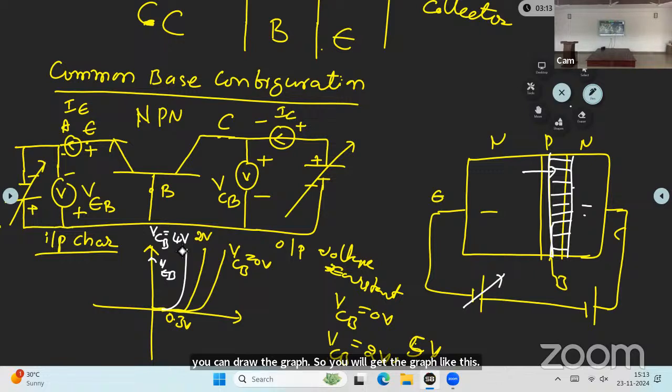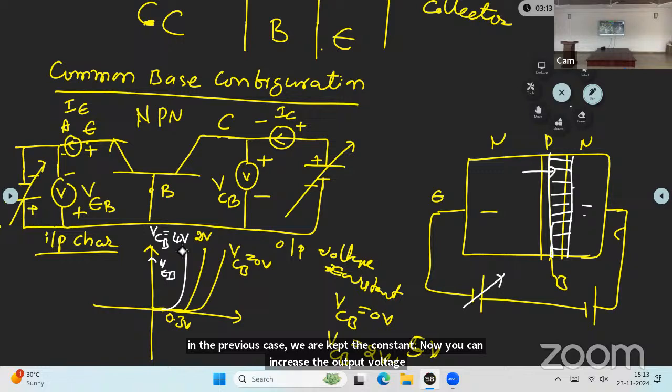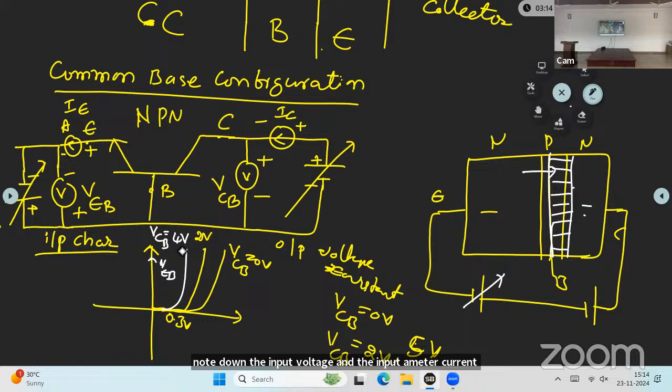Now come to it again: you can vary the output voltage. In the previous case, you kept it constant. Now you can increase the output voltage, that is 0 to 2 volts. If you are increasing it to 2 volts, the reverse bias junction width increases. Because of that, the base width will reduce. Now you can vary the input voltage, note down the input voltmeter voltage and the input ammeter current, and draw the graph. You will get the graph like this.